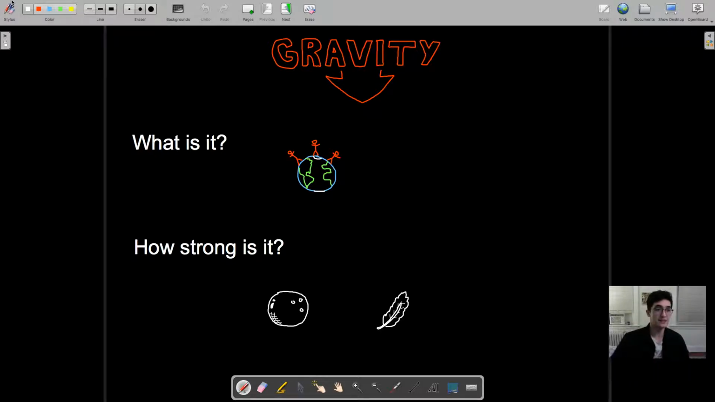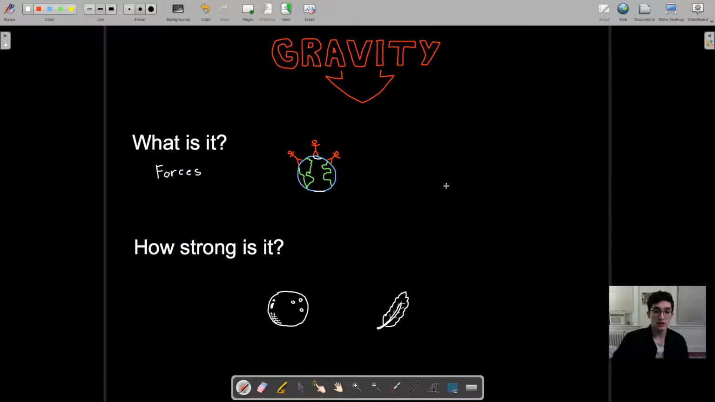Well, gravity is something that we call a force. Gravity is one of the four fundamental forces, along with the strong and weak nuclear forces and the electromagnetic force. So gravity is a force, and it's something that pulls objects with mass together. If something has mass, it is attracted to any other object that has mass by the force of gravity.